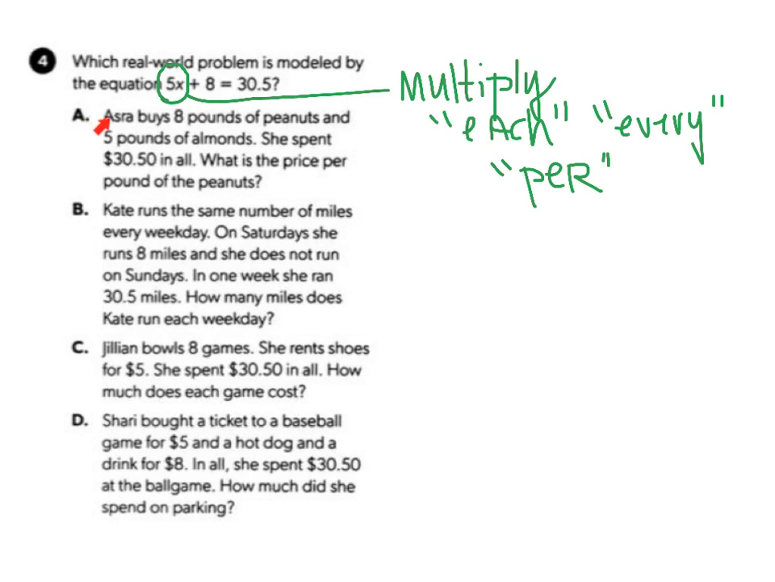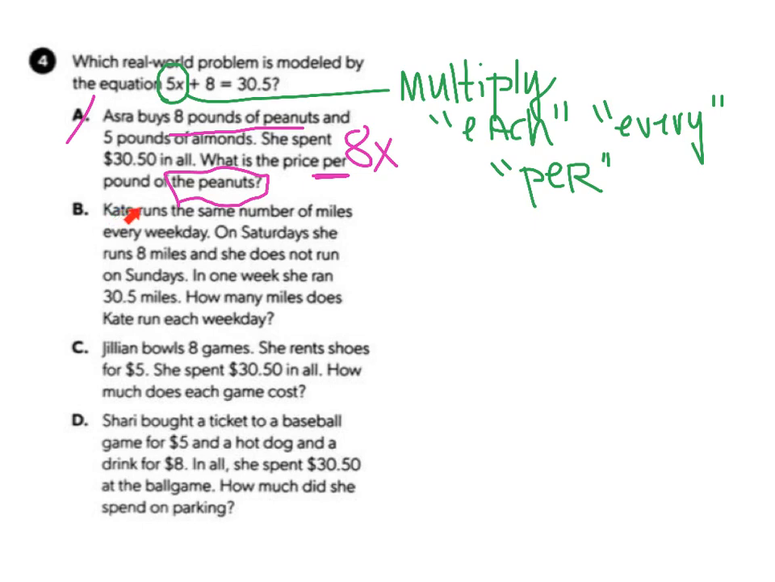If you read answer choice A, it says, Azra buys 8 pounds of peanuts, 5 pounds of almonds. She spends $30.50 in all. What is the price per pound of peanuts? So the thing this question is asking for is peanuts, because it says per for peanuts. So if you go back and you look for, is peanuts supposed to be 5 or 8? This shows you that 8 pounds is for peanuts. That would mean 8 gets the X, which is wrong.